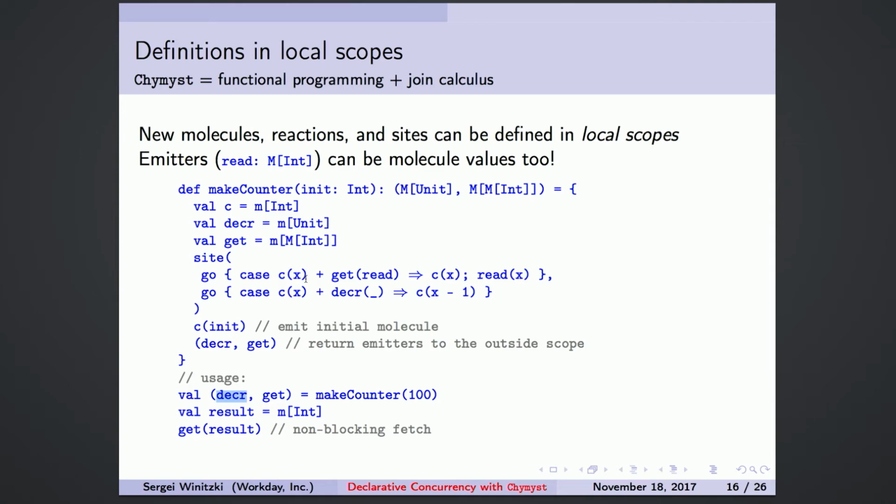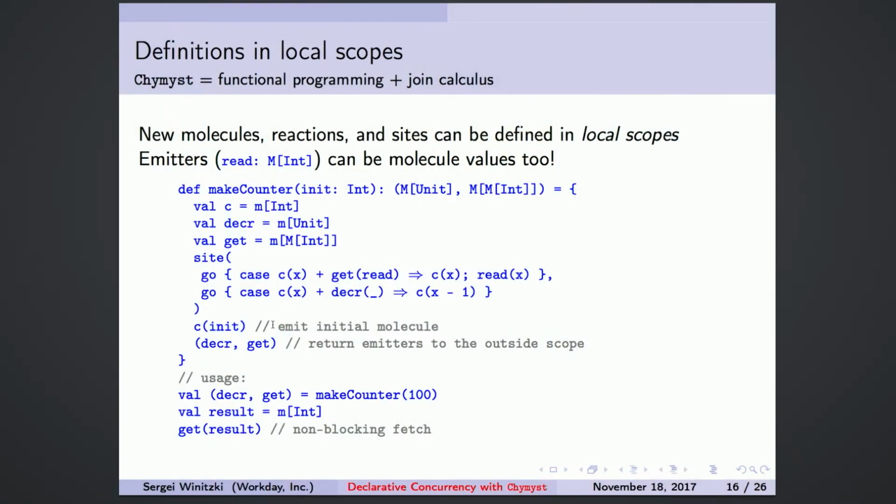So that will completely derail this logic, because then the decr molecule will react with any of these counters, and the get molecule will react with some other counter, perhaps. So this whole idea of counting just breaks down if you have different copies or different instances of the molecule C at the same time.